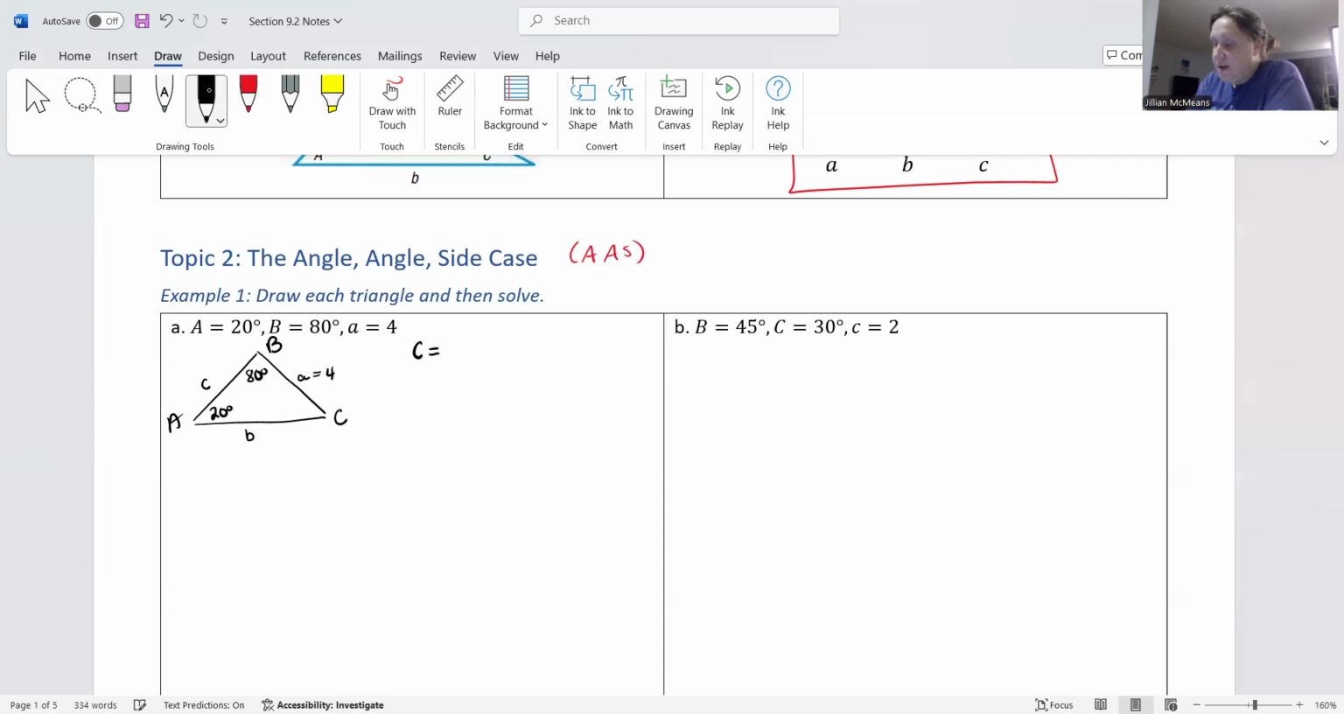So C is going to equal, well, we can't just assume one of these angles is 90 degrees like we were able to do last time. So we really do have to take 180 degrees and subtract what's already been used. We already have one angle that's 80 degrees, another that is 20 degrees. Well, 80 plus 20 ends up being 100. So if I take 100 away from 180, I get 80. So we have here that angle C is now 80 degrees.